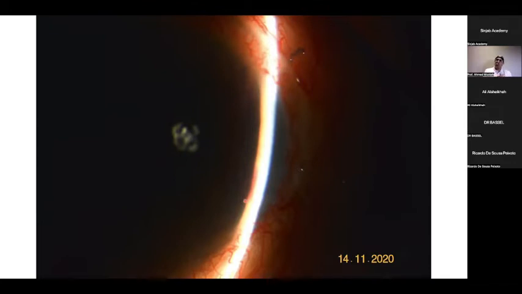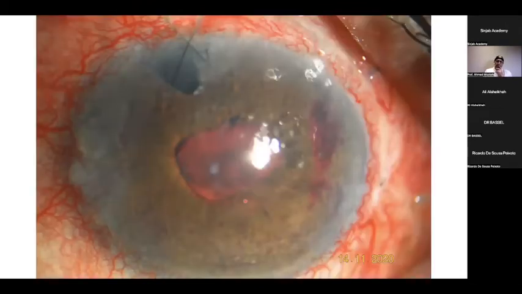This doesn't happen with open angle glaucoma. I haven't seen it with open angle glaucoma, but it happened with chronic angle closure glaucoma. And I place implants extremely infrequently in eyes with chronic angle closure glaucoma. Anyway, this was the situation and we needed to do something.